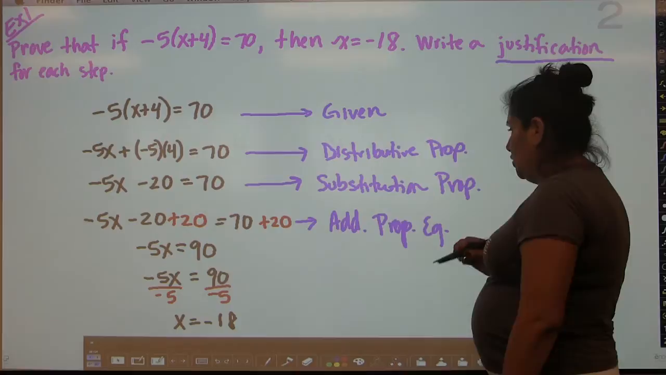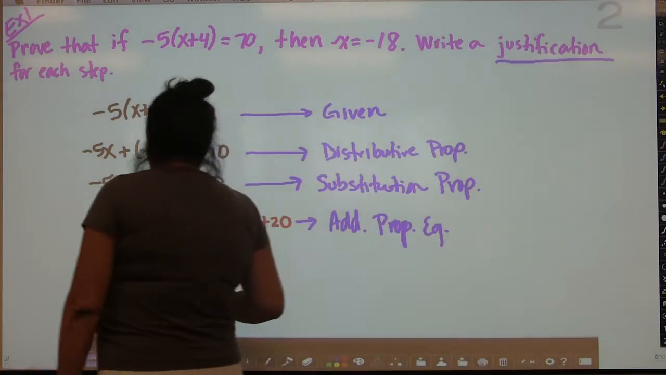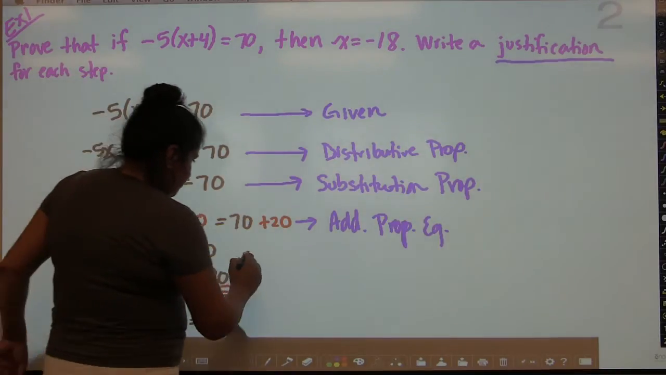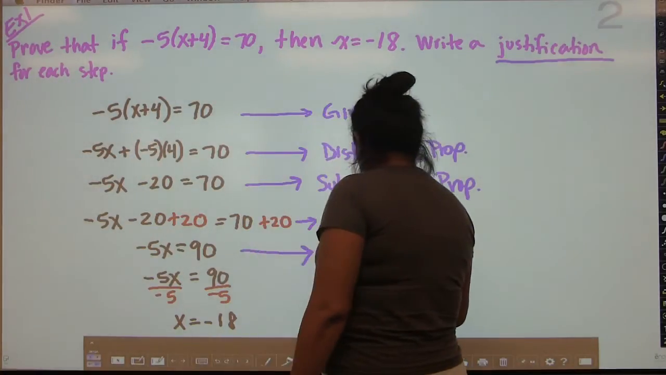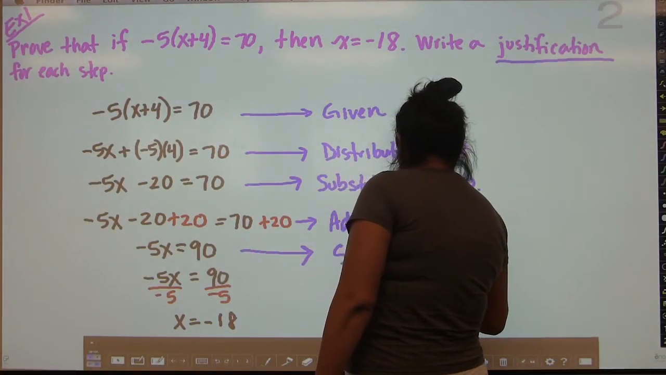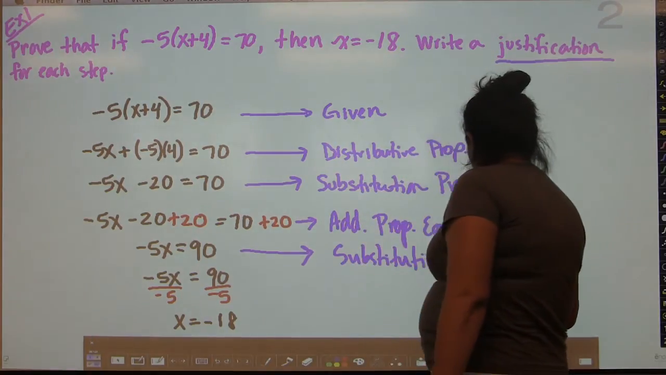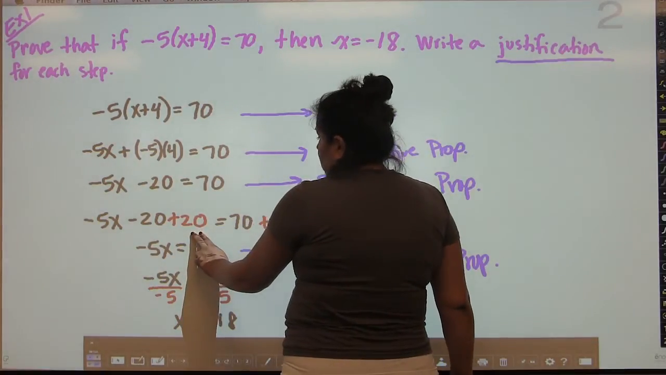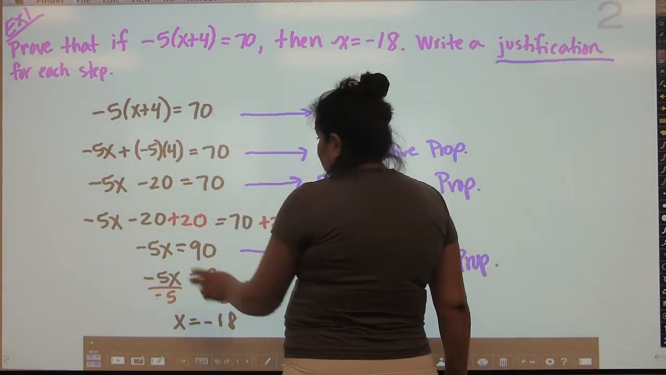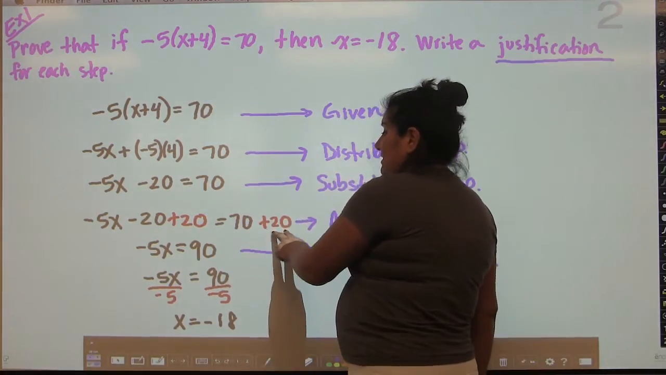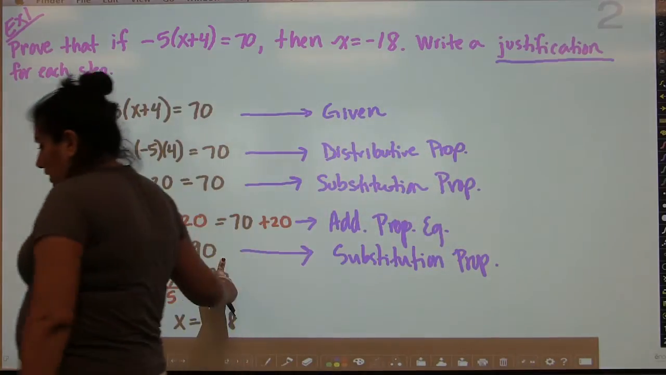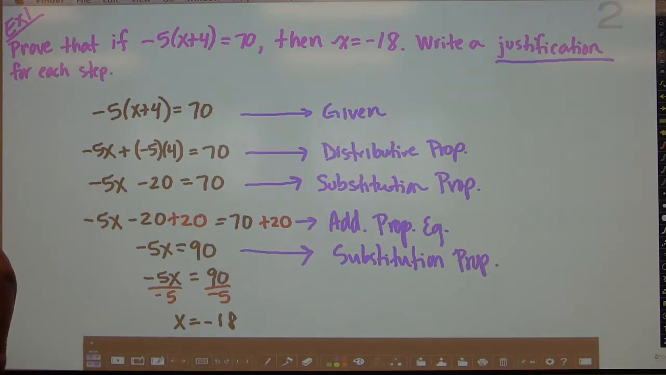So anywho, then after we get -20 plus 20, this one is going to be, again, substitution property here. And again, that's because we know that -20 plus 20 is equivalent to 0, so we just get -5x. And 70 plus 20 is the same thing as 90, so therefore we're replacing the 70 plus 20 with a 90. And that's why we call that substitution property.